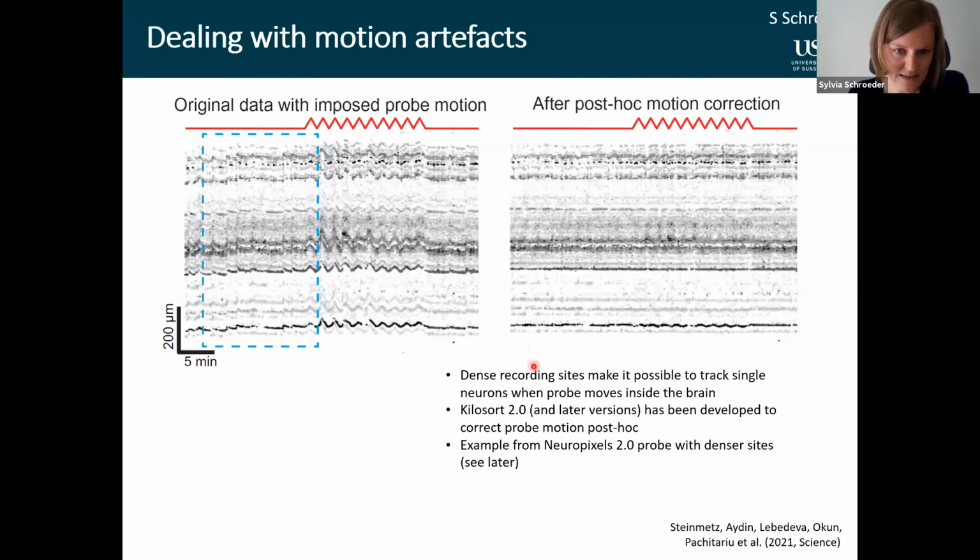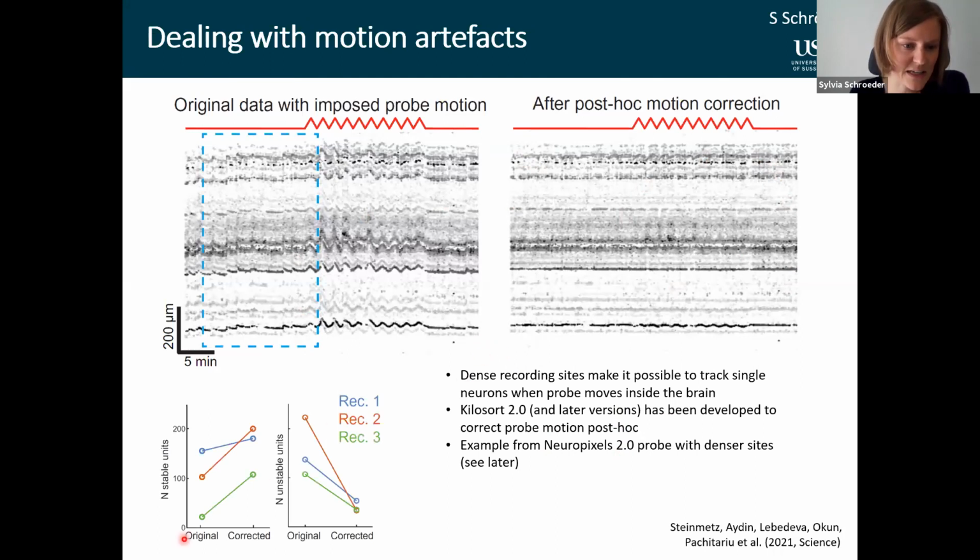This particular example was actually recorded on the next version of Neuropixels, which I will talk about a bit later. But believe me, even on Neuropixels 1, this works very well. And here's just a bit of quantification about stable units. In the original data, you could detect fewer stable units than after motion correction, and the number of unstable units goes down a lot in the corrected version, right?